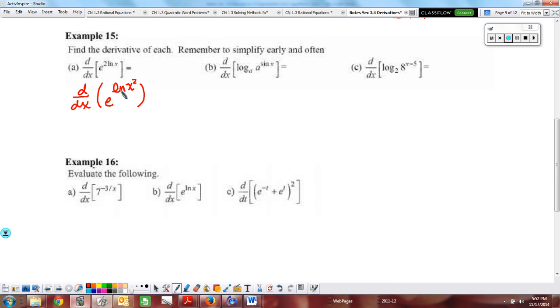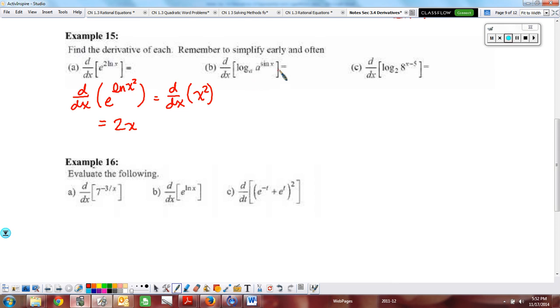And then that allows me to use the inverse property, which means that really all I'm doing is taking the derivative with respect to x of x squared. Oh, isn't that nice? That derivative is 2x. If we simplify early and often, that will help us when we're finding our derivatives.